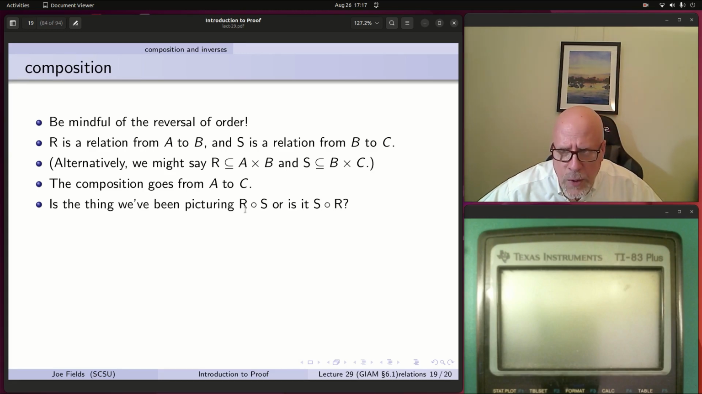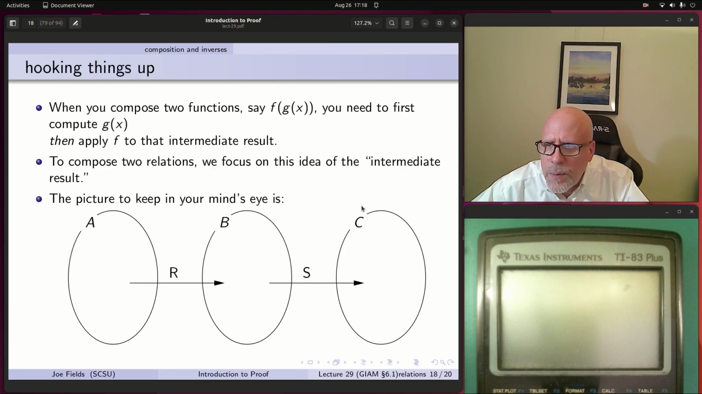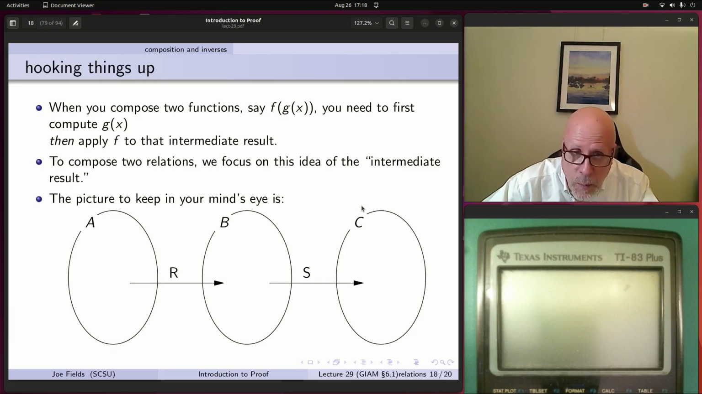So is the thing we're picturing R composed with S, or is it S composed with R? Well, the thing to do is to think about the function. Wait a minute. Let's go back to the previous slide. That thing we're picturing, is that R∘S or is it S∘R? Yeah, temporally, that is, as the flow of time works, we're first applying R and then getting an intermediate result and then applying S, getting the second element in our pair.